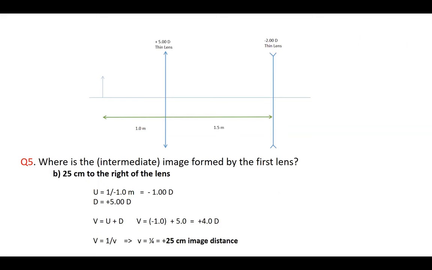Very good. You basically just walked us through exactly what I have on here. You have to make sure that your object starting out is in the correct position, 25 centimeters to the right of the first lens. You take that difference, and then it's just a matter of keeping your sign straight in the V equals U plus D equation.